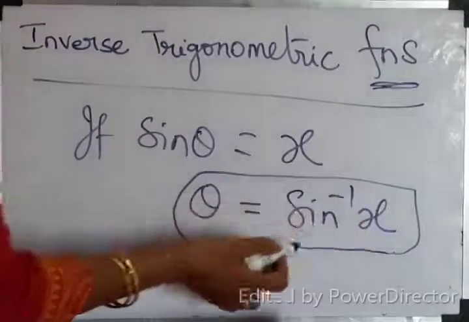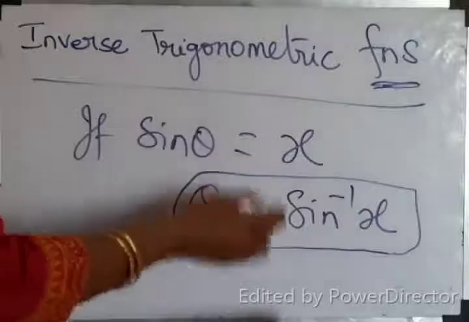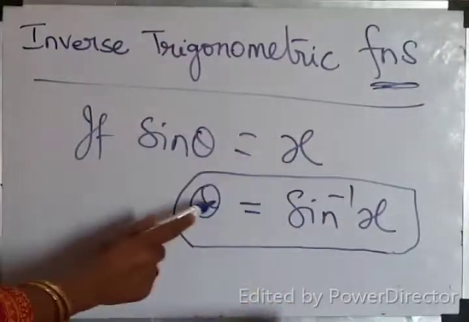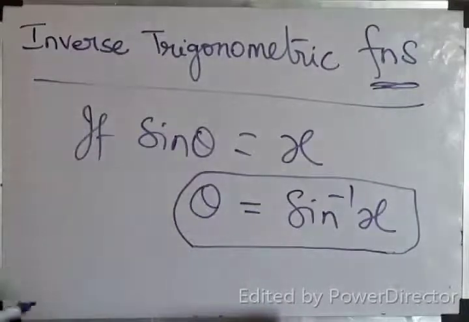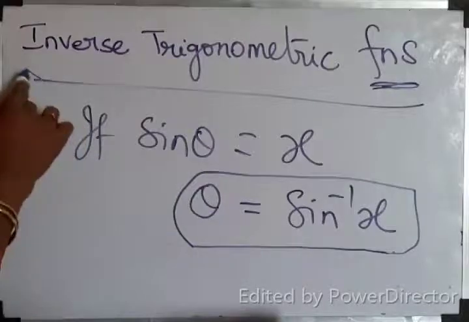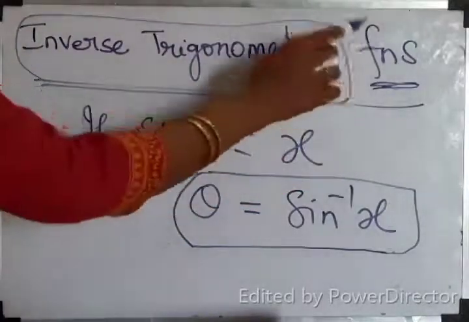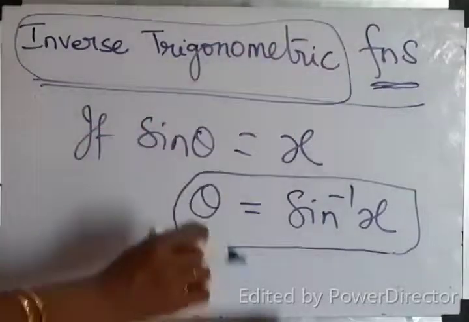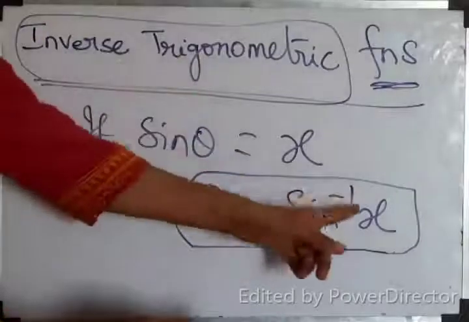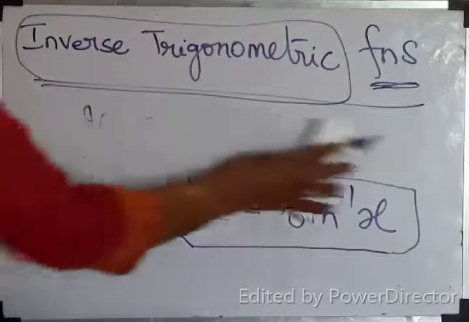Sin inverse x, cos inverse x, tan inverse x, secant inverse x, cosecant inverse x, cot inverse x, all are representing an angle. Sin inverse x equal to theta, an angle. So inverse trigonometric is an angle. Again, I have to connect with the functions. Sin inverse x means what? It is an angle. Now I have to connect with the functions.